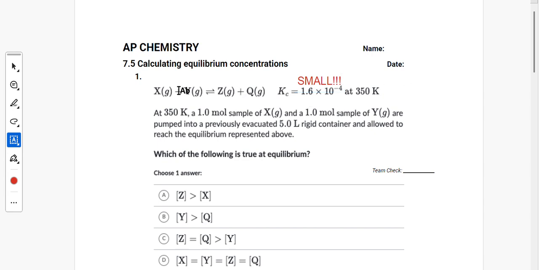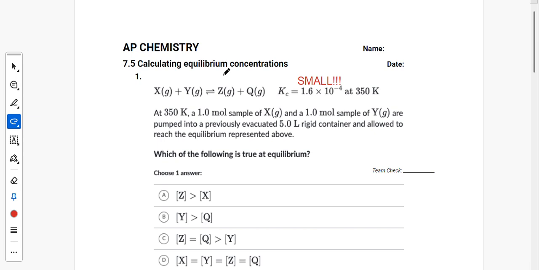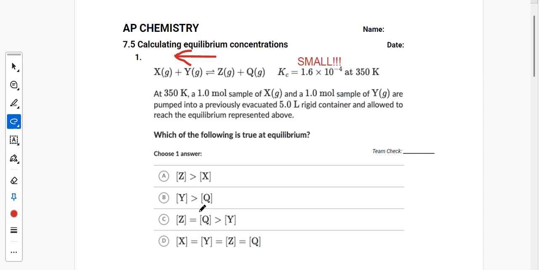I'm looking at this K value, and it's really small. So we are definitely going to be moving towards the reactants. When I look at my answers, I'm going to be looking for concentrations where X or Y are bigger. So let's look at A. A is Z is greater than X. That's not possible based on what we just established, so that can't be it.